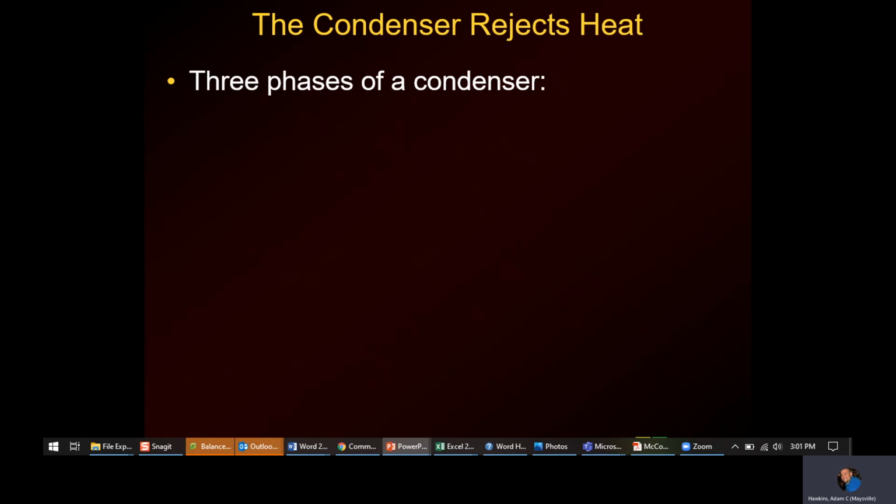Since you can't do a sensible and a latent change at the same time, in order to actually start condensing, I've got to get rid of the superheat first. So the first thing that happens in the condenser is desuperheating. That is sensible cooling of discharge vapor, or hot gas. So you're dropping its temp down until it meets its saturation temp. That's another reason why you don't want any more superheat than you have to have. You don't want to be above what you're shooting for, because you've got to get rid of that.